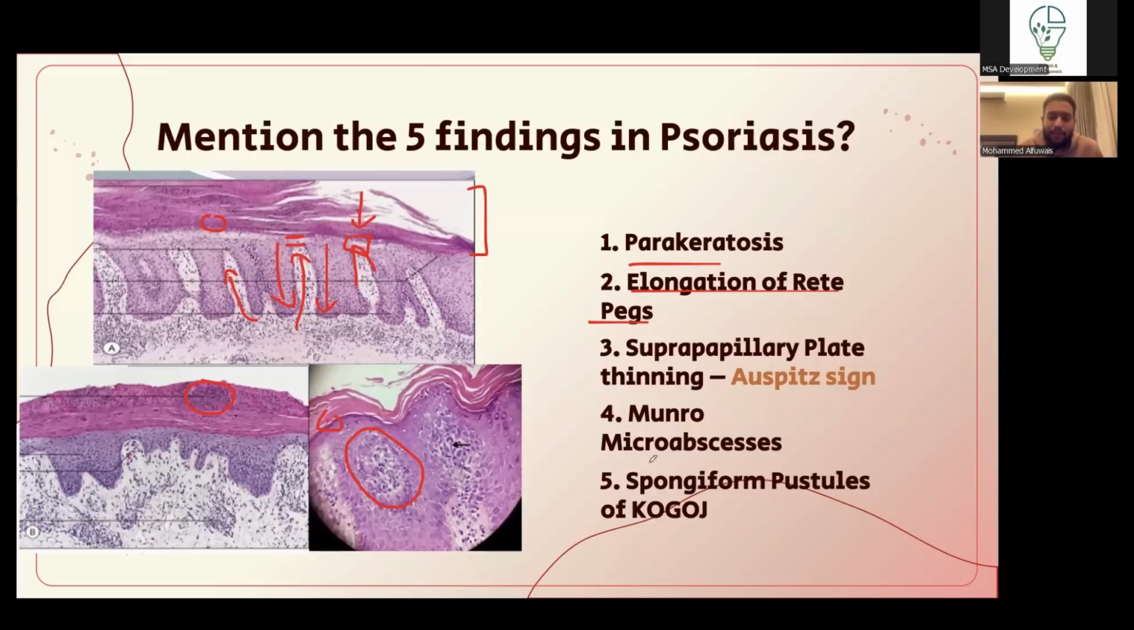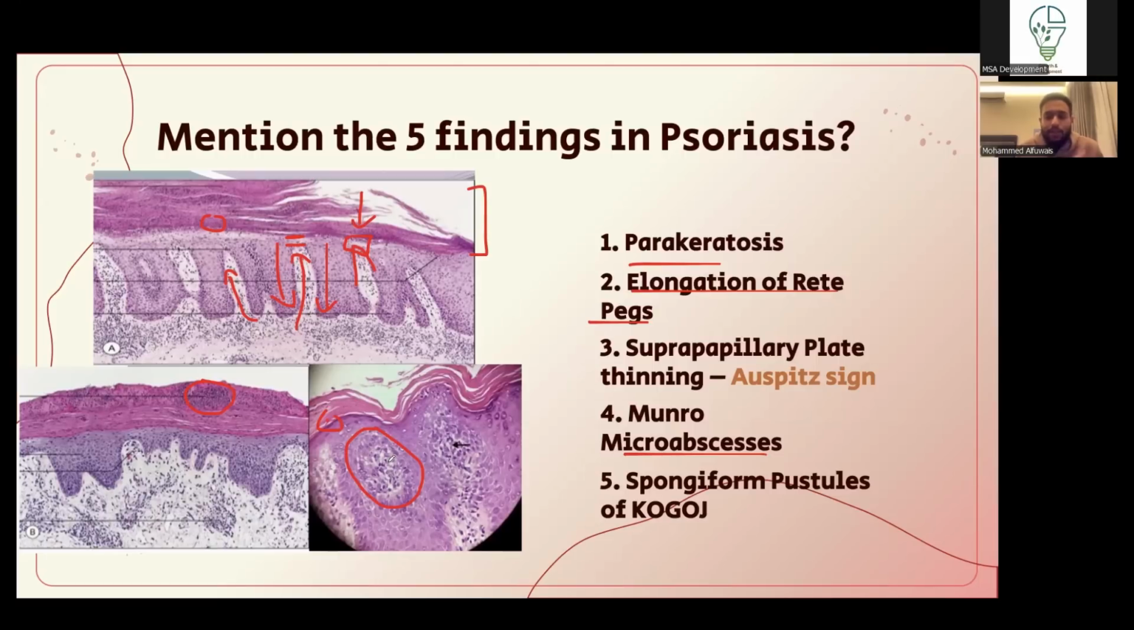Then we have microabscesses, which is collection of neutrophils and pus located in the stratum corneum. This is Munro microabscesses. Then we have spongiform pustules of Kogoj, which is located below the stratum corneum, which is all of this. This is the pustules of Kogoj. Are these findings clear to you in psoriasis and how they usually present?